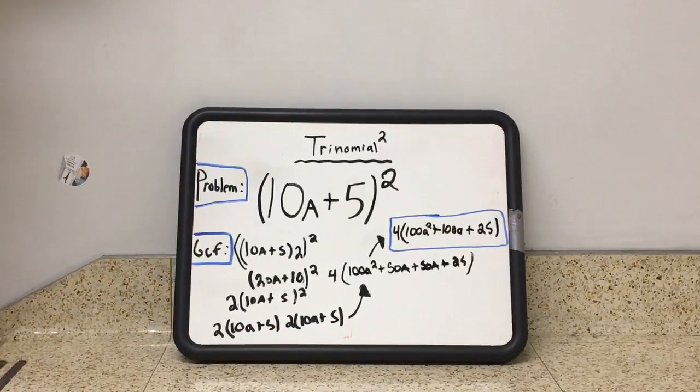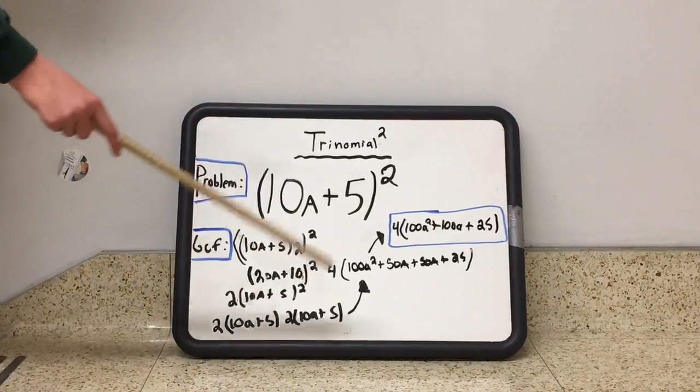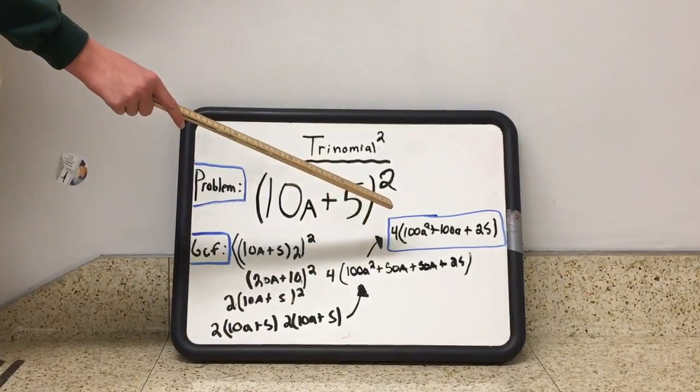And then the answer for the GCF is 4 times (100a squared plus 100a plus 25).